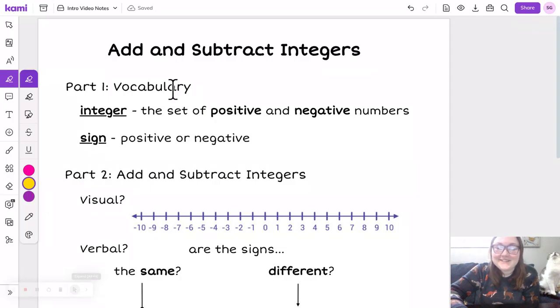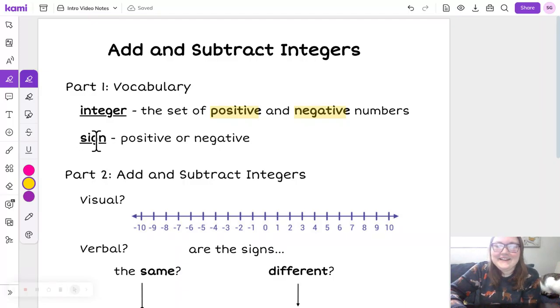The first part is all about vocabulary. The main two words you're going to hear in this lesson are integer and sign. Integer just means we're going to be talking about positive and negative numbers in this lesson. You know, when you think about numbers and you count down 3, 2, 1, 0, numbers don't stop at 0. You can have negative numbers as well. You can think in real life about money or temperature, and so the focus of this lesson is going to be doing math with those negative numbers.